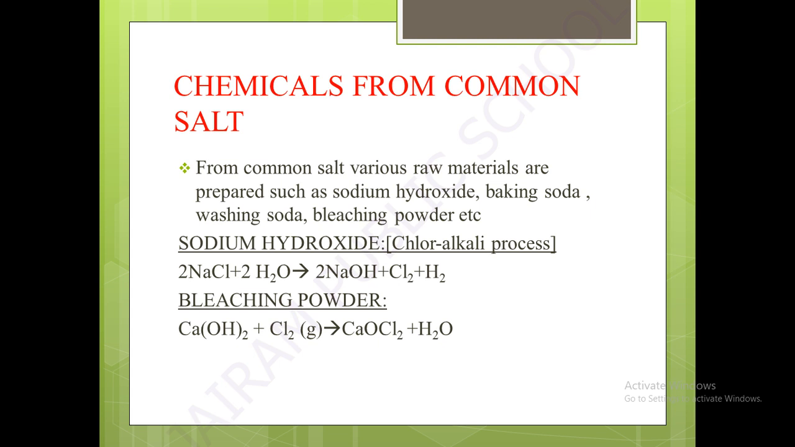Already in the above reaction, that is in the sodium hydroxide preparation, chlorine is produced. That chlorine is used for the manufacturing of this bleaching powder. So here we take that chlorine formed above and react it with slaked lime, that is calcium hydroxide. It will form the product calcium oxychloride, that is bleaching powder, plus water.